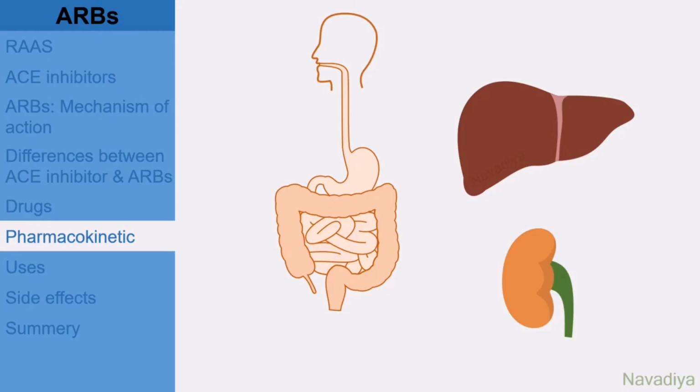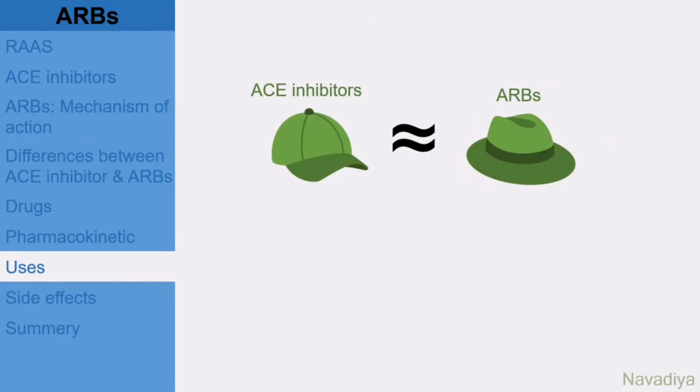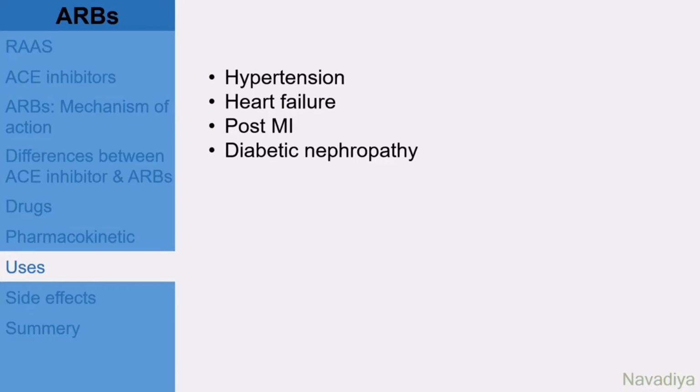Coming to the uses and side effects. As I said earlier, clinical utility and side effects of ARBs are similar to ACE inhibitors. We have already studied them in detail in the video on ACE inhibitors. Most of those concepts are applicable to ARBs also. So let's go through the uses and side effects of ARBs quickly without repeating the detail. They are used in hypertension, heart failure, post-MI patients, and in diabetic nephropathy.